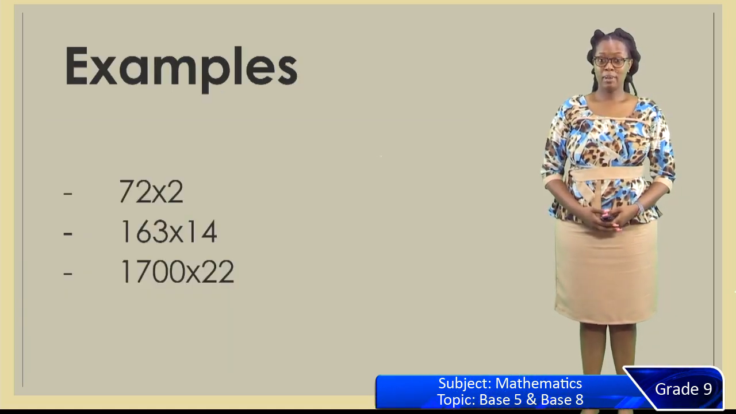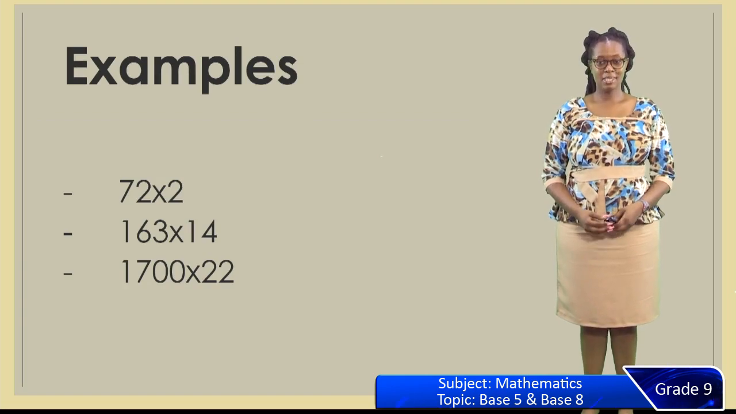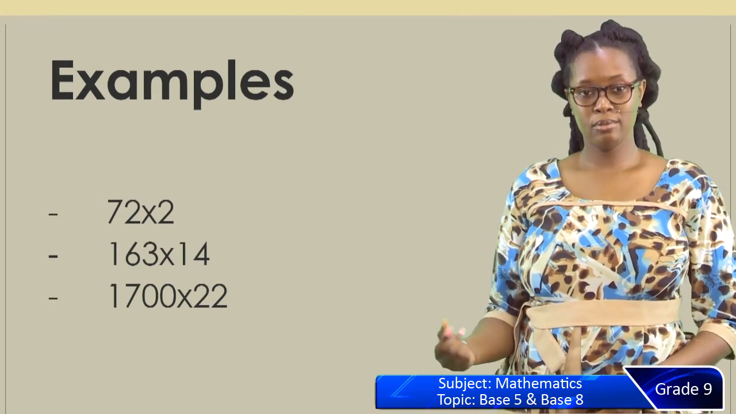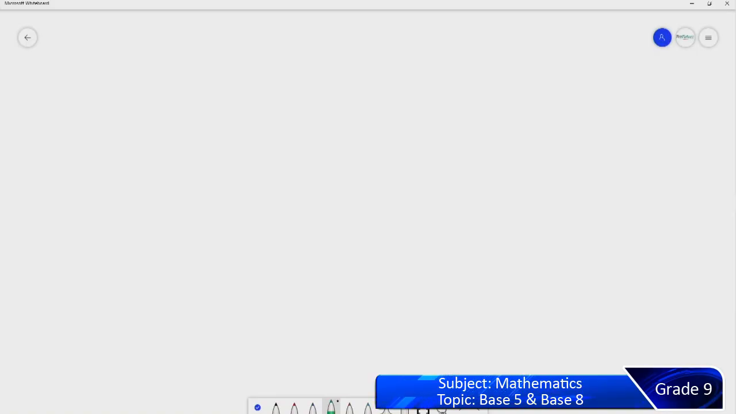Now we're going to be multiplying numbers in the base 8 number system, and we're going to go through these 3 examples. So the first example for multiplying numbers in base 8, we have 72 multiplied by 2.